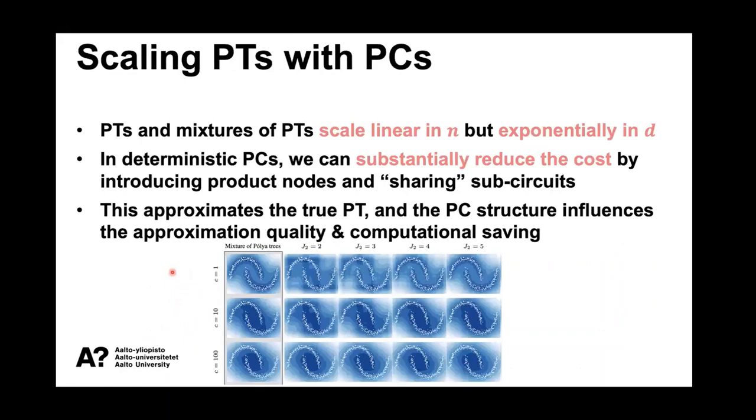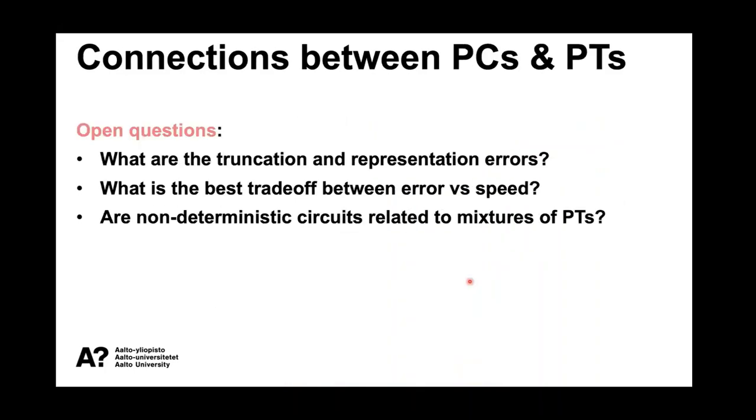Another nice thing that we are looking at is that you can use this connection to scale Fourier trees by representing their truncated versions as a probabilistic circuit. And that can substantially reduce the cost. I'm not going to talk too much about this, but the fact is that Fourier trees scale quite badly with the dimensionality because they suffer from the curse of dimensionality. And we could circumvent this curse of dimensionality to some extent by constructing them using probabilistic circuits.